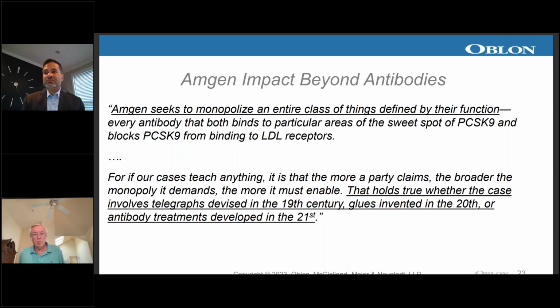And then they use, like Richard had mentioned, cases in all kinds of arts, the incandescent lamp case, the Morse case. They didn't just focus on antibody cases to make their decision. They're looking at every art possible. And they had this key quote in the decision that the broader the monopoly the patentee is demanding, the more it must enable. This holds true whether the case involves telegraphs, glues, or antibody treatments. So they're kind of signaling that what they're talking about in this case is going to affect everyone. Next slide, please.